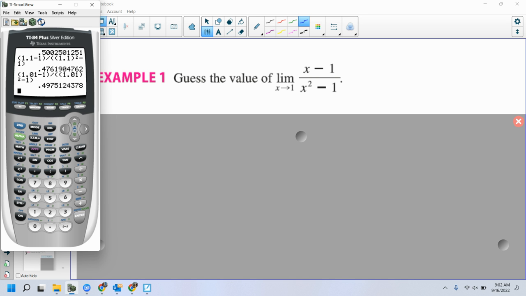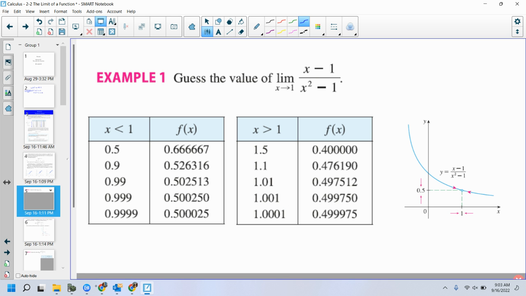Did we get closer to 0.5? Yeah. So we can guesstimate that the value of the limit as x approaches 1 of x minus 1 over x squared minus 1 is 1/2, 0.5. These are the tables that the book gives.